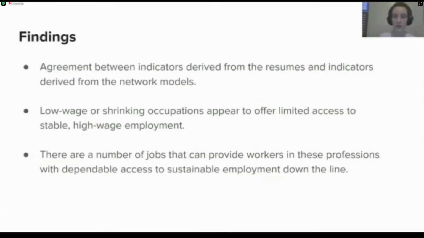However, we also find that low wage or shrinking occupations offer limited access to stable high-wage employment. Still, there are a number of jobs that can provide workers in these professions with dependable access to sustainable employment down the line, and I hope to discuss this with you further at the poster session.